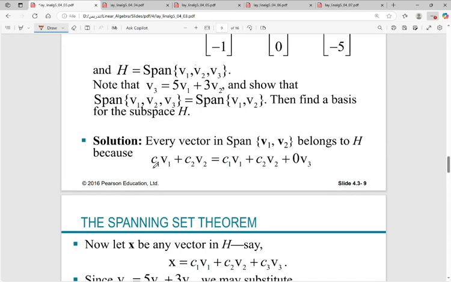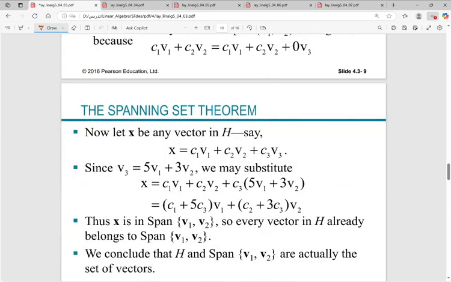Okay, so yes, any vector which is a linear combination of V1 and V2 is a linear combination of V1 and V2 where the weight of V3 is 0. Very simple. And then in the rest of this argument, it says that any vector which is a linear combination of V1, V2, and V3 is also a linear combination of V1 and V2. So Span of V1, V2 equals Span of V1, V2, V3.